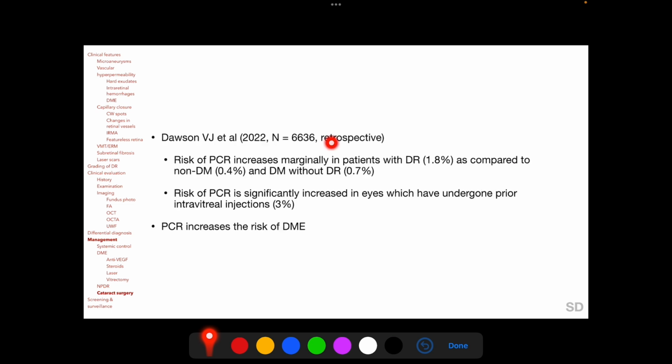A retrospective study published in 2022 included 6636 eyes and found that the risk of posterior capsular rupture during cataract surgery increases marginally in patients with diabetic retinopathy as compared to patients without diabetes and diabetic patients without diabetic retinopathy. The risk of posterior capsular rupture is significantly increased in eyes which have undergone prior intravitreal injections, and this is very important to remember. It is well known that posterior capsular rupture increases the risk of diabetic macular edema, and this is also a very important point to note.